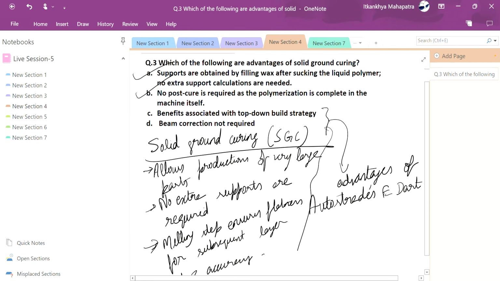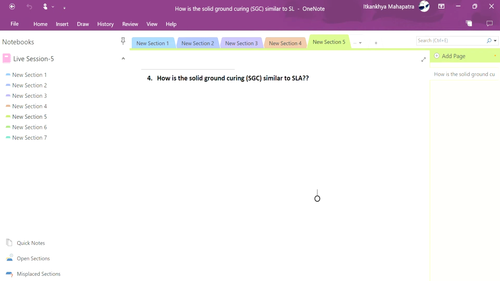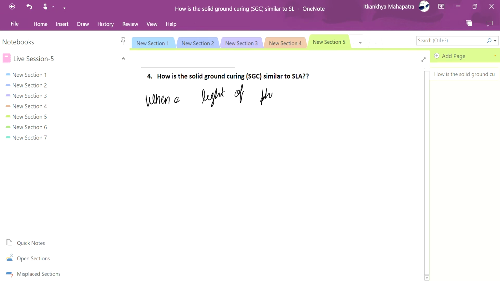So we'll move on to the next question. How is solid ground curing similar to SLA? Here I will just mention the steps: when a light of photopolymer wavelength, this I already mentioned now, when a light of photopolymer wavelength, I am writing wavelength.